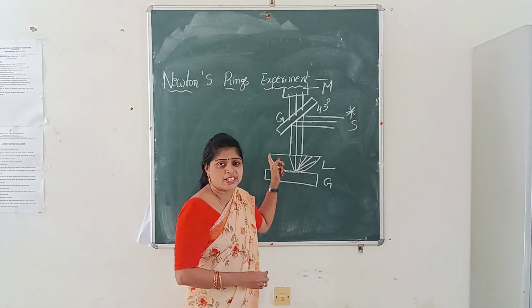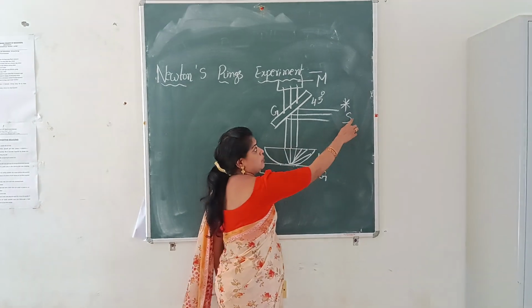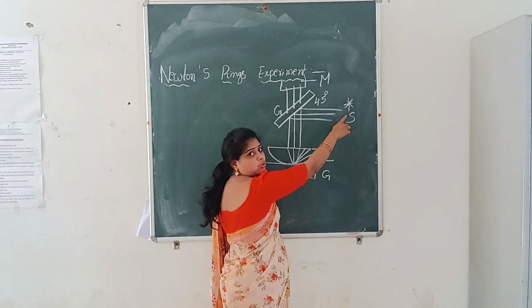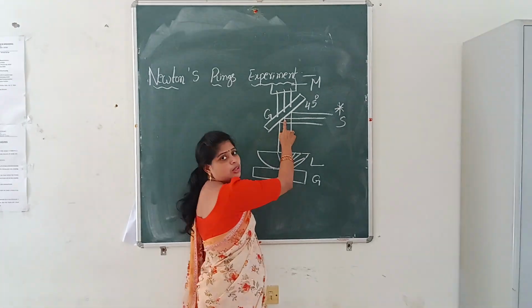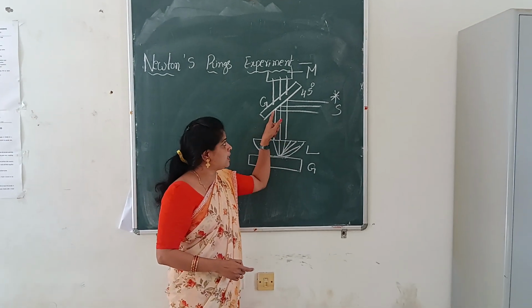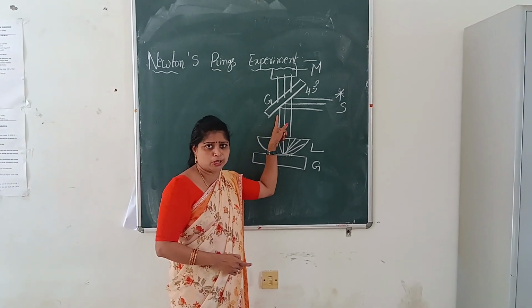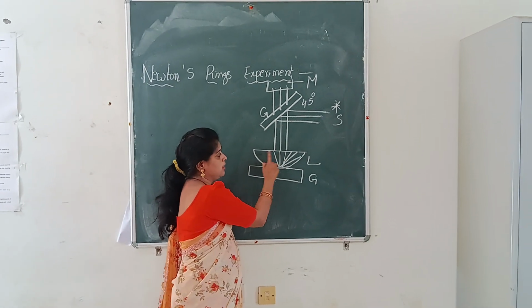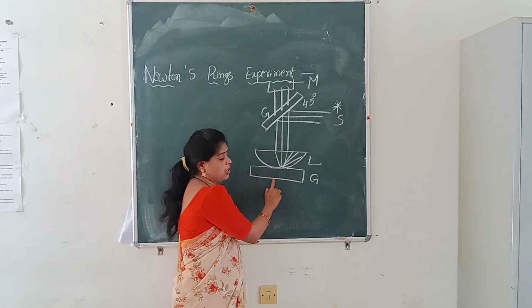In this experiment, we are taking a sodium vapor lamp. The light waves coming from the source are incident on glass plate G. The glass plate G is inclined at an angle of 45 degrees. Some of the incident rays are focused on the convex lens attached to the glass plate.